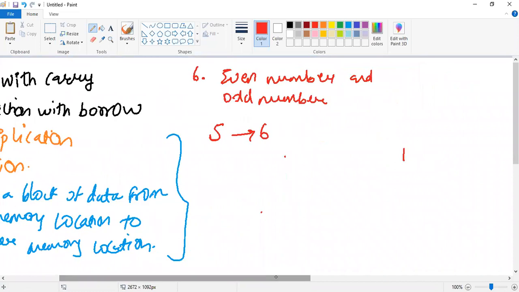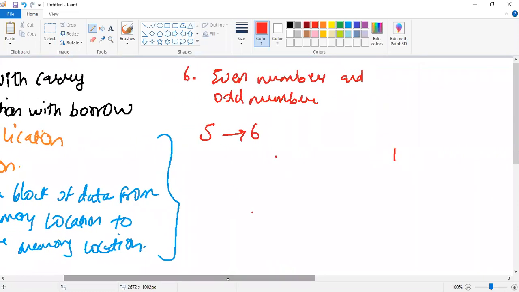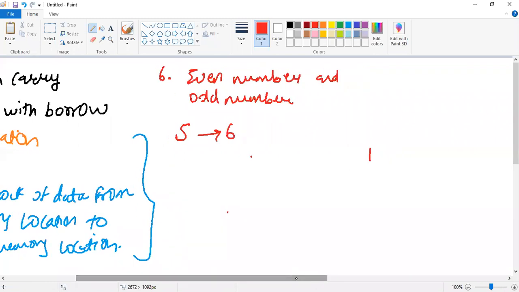See, I hope you all know how to write a number in binary. Assume my number is 19. How do we write this in binary? We have to divide by 2. 2 9s are 18, the remainder is 1.